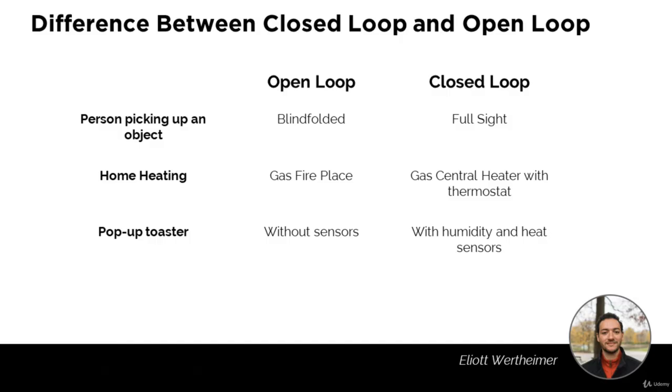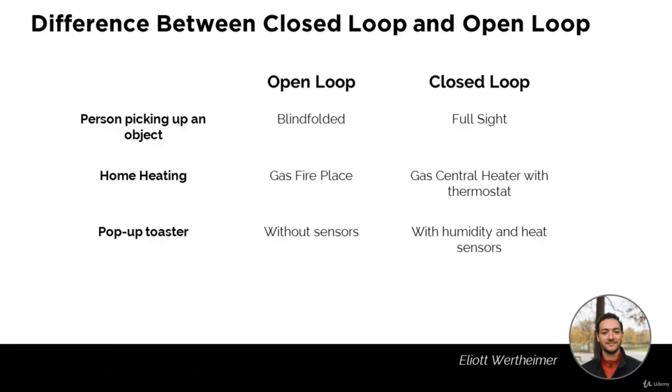Let's look at a home heater. Open loop control would be a gas fireplace, which just burns fuel with no idea of how hot the room is getting and how long it has to run to reach the desired temperature. It just burns and we see what happens.